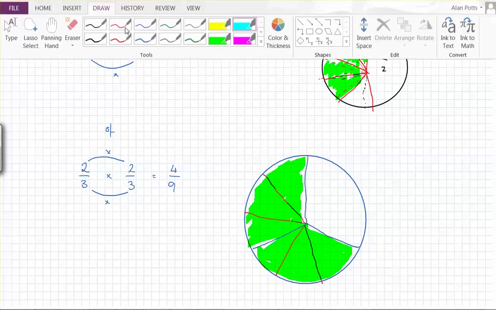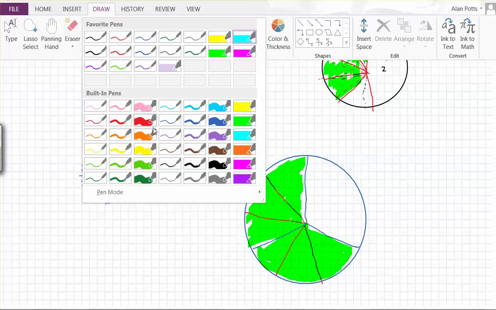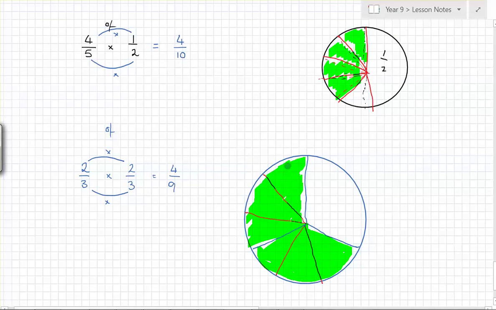I can't colour that in. Right, let's colour in. So I'm going to take 2/3. That means of the first third, I'm going to take 2/3. And then of the second third, I'm going to take 2/3. Okay. Done that? I've taken 2/3 of 2/3.